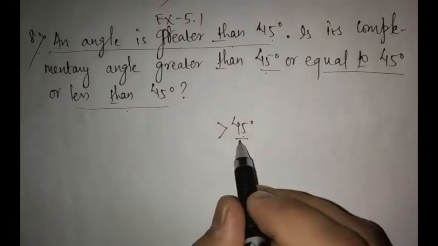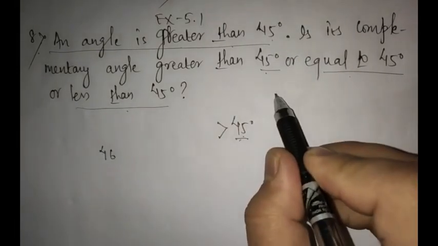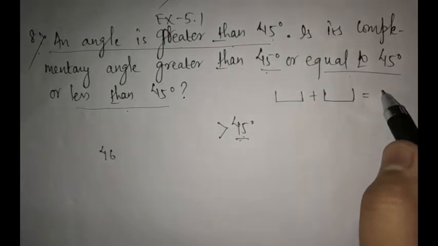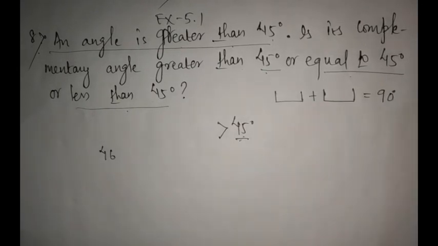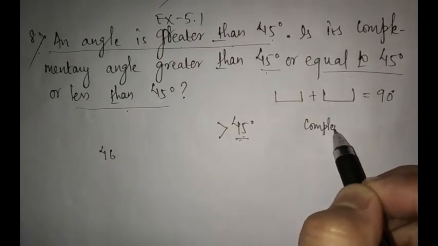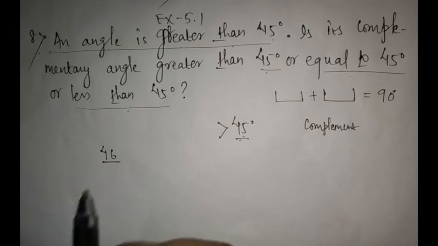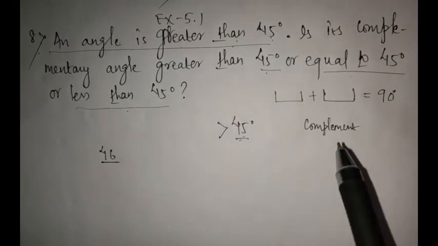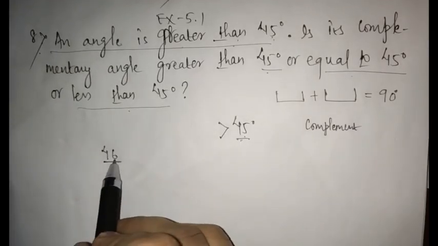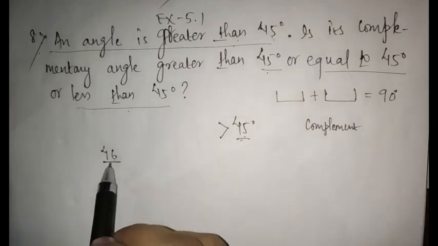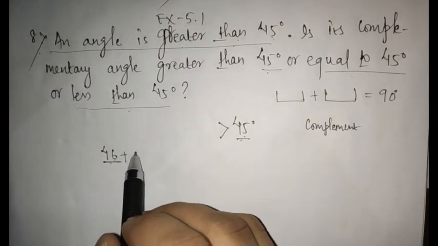Okay, so if I choose 46, you all know complementary means when you have a pair of angles, and if that pair of angles makes 90 degrees, then those angles are called complementary angles, isn't it? So now if we take one angle as 46 degrees, because the condition is the angle is greater than 45 degrees, I am taking 46 degrees here. You can take 47 also, 50 also, 51 also, any number greater than 45. I am choosing 46 plus another angle x.